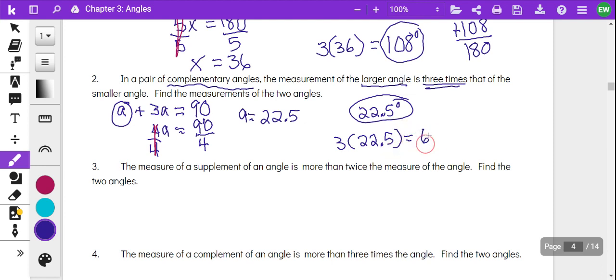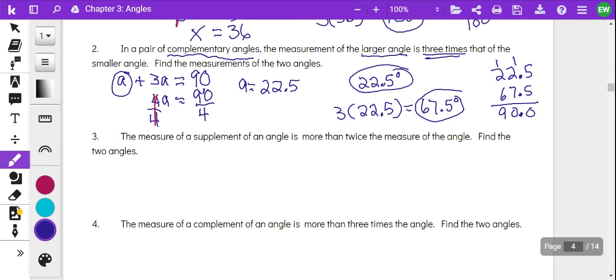is equal to 67.5 degrees. I'm going to double check that, make sure it adds up to 90. And we decimal down, and it all checks out. Okay, got 3 more problems.